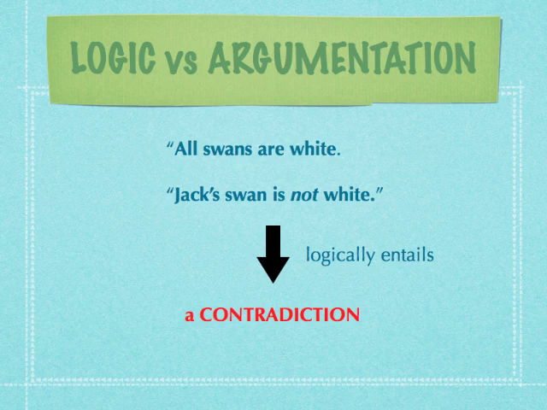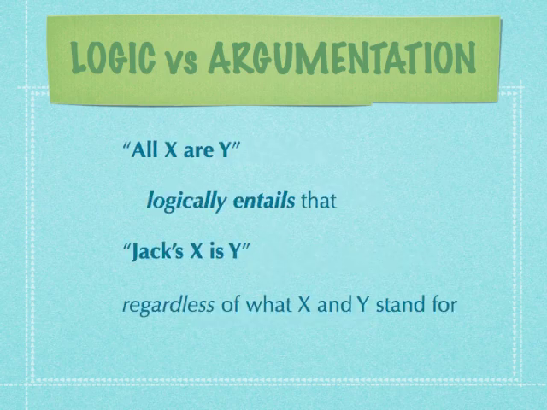Now, the concepts that we just used here, the concept of logical entailment and of consistency and contradiction, these concepts are defined within the field of logic. An important feature of logical relationships is that they don't depend on the specific meanings of the terms involved. I can rephrase the example we just gave without referring to swans at all. If I believe that all X are Y, and my buddy Jack tells me he owns an X, then I'm logically committed to the belief that Jack's X is also Y. And this will be true no matter what we substitute for X and Y.